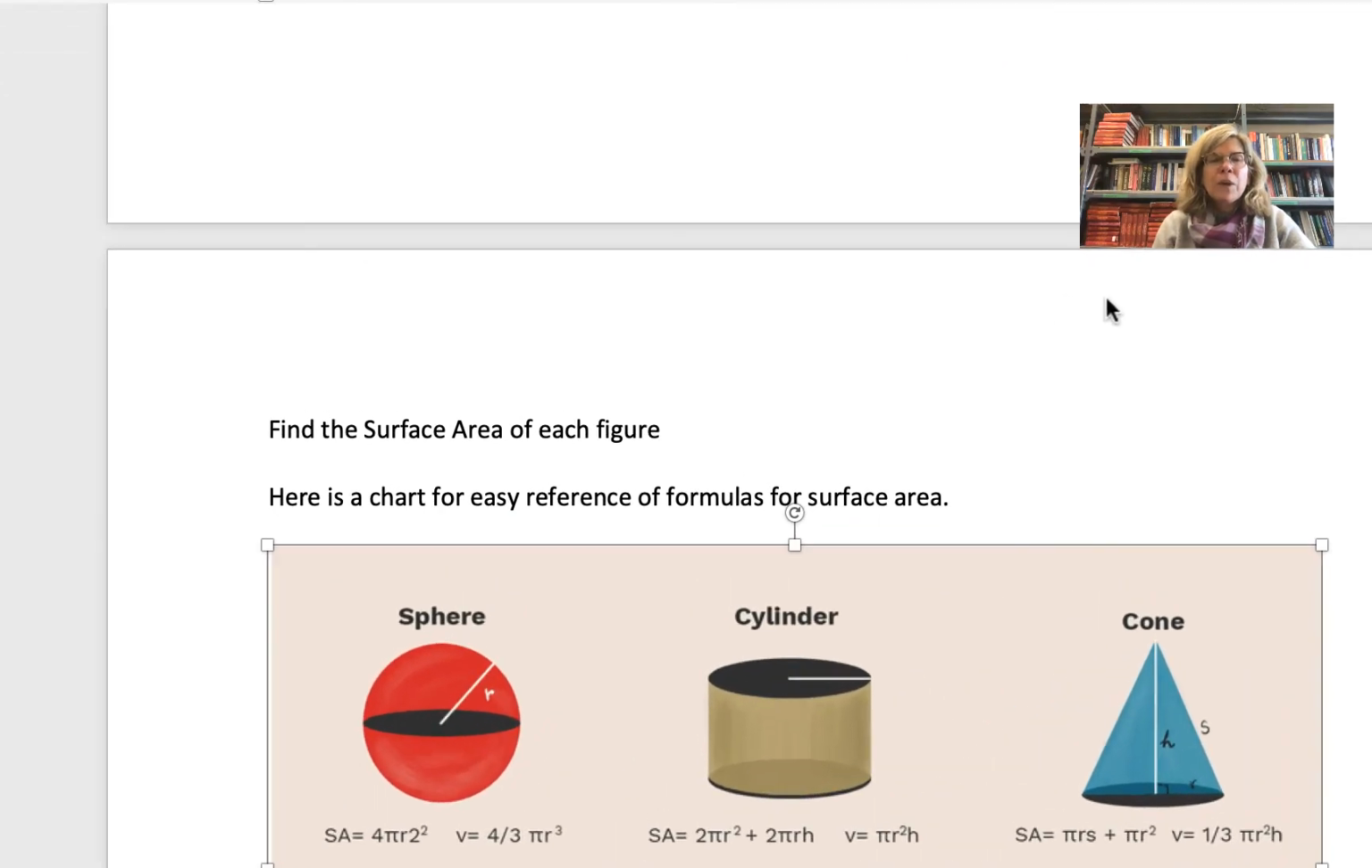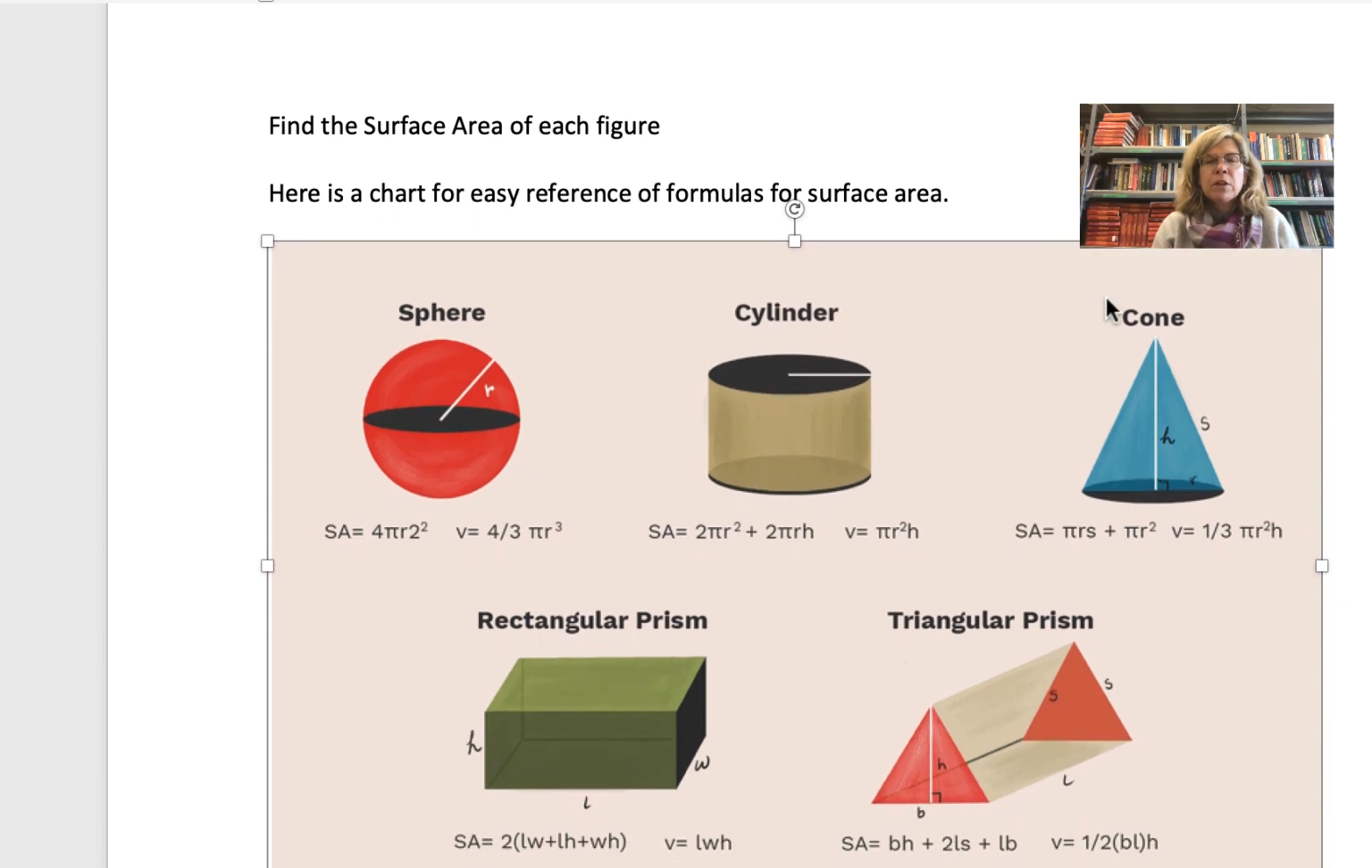Okay, now we are moving on to using polynomials in the context of finding the surface area of figures. So here is a chart, and I'm going to post the chart somewhere else also, because it gives you all the formulas for surface area and volume of each of these figures.